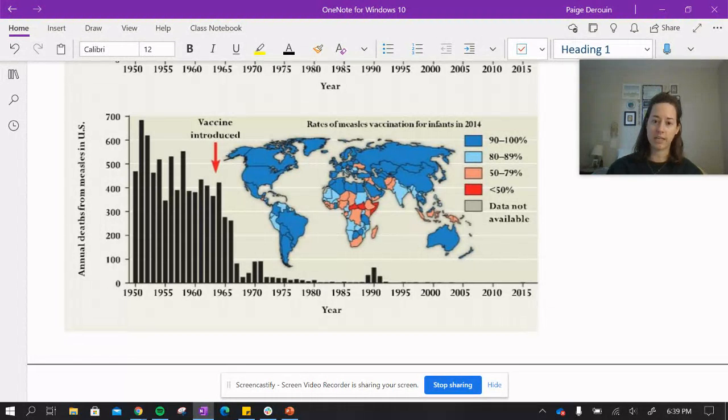You also see in the 90s a little peak of measles coming back. Part of that can be attributed to people choosing not to get their vaccines. And when you are around a bunch of people who choose not to get their vaccines, then the risk of you getting it and spreading it is larger.